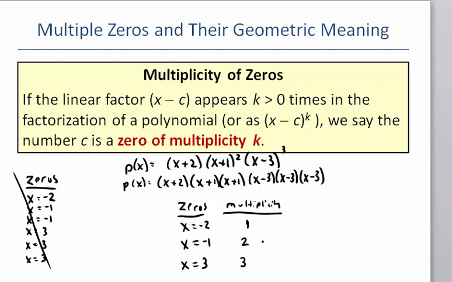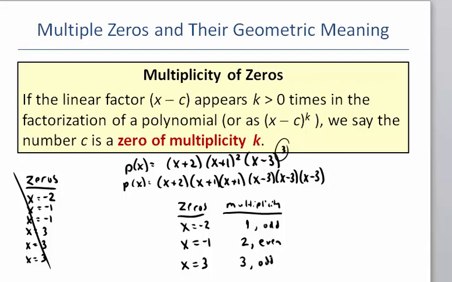Okay, and notice that those multiplicity numbers correspond to your exponents on the terms. So like on the 3, that's the exponent. It tells you how many times it occurs, tells you what the multiplicity is. All right, and furthermore, it matters whether that multiplicity is an even number or an odd number, because that gives you some indication of what's happening on the graph.